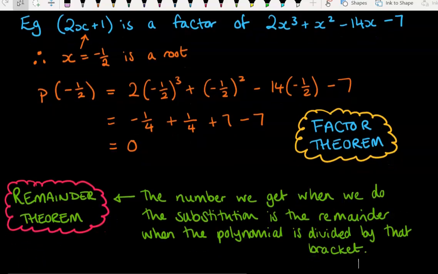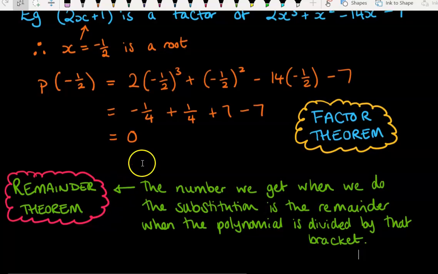So the number we get when we do the substitution at the end, in this case up here it was a 0, is the remainder when the polynomial is divided by that bracket. Now you can see why these two things are linked, because if that remainder is 0, it's divided exactly. There is no remainder, so therefore the thing you divided by was an exact factor. But if it's not an exact factor, the number you get at the end is the leftover part. It's how much was left.